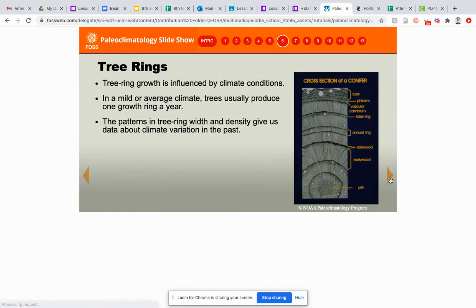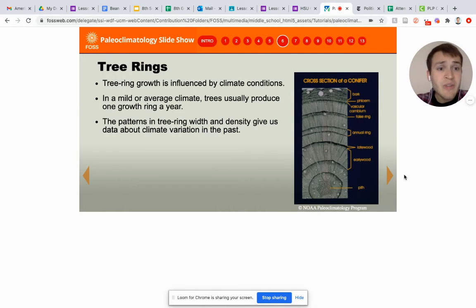But if we want to go back further than 1,000 years, we have to start looking at other things. So next we can look at tree rings. As you guys know, trees, when they grow, form rings. So if you cut a tree down and look at the piece of wood that you have, it's going to have a bunch of rings. Each ring means 1 year of that tree's life.